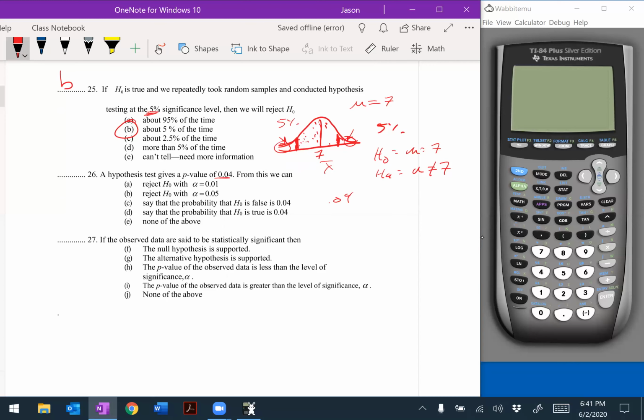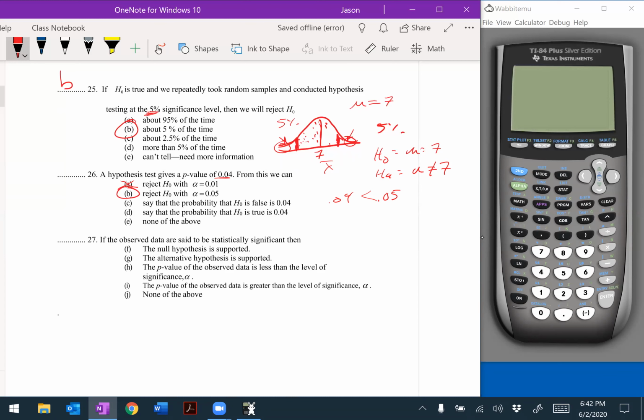Reject the null with alpha, right? This thing has to be less than alpha to reject the null. So we would reject the null with alpha of 0.01. Well, is 0.04 less than 0.01? No. We would reject H0 if alpha is 0.05. Yeah, 0.05. We would reject H0 with alpha equaling 0.05.